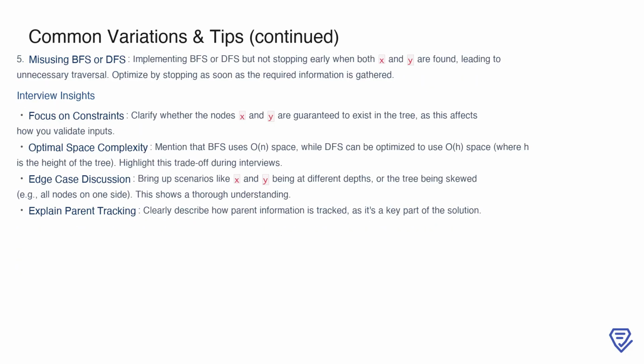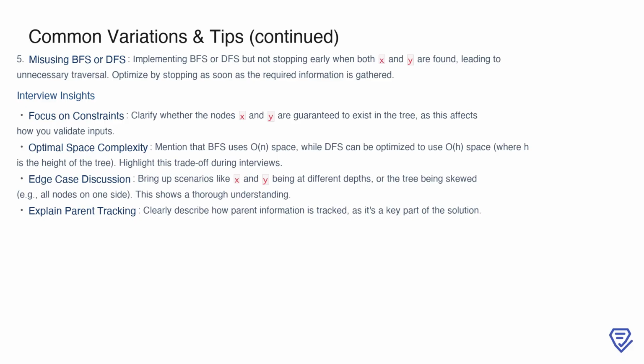Another area where errors can occur is in implementing your traversal method, such as BFS or DFS. If you don't stop traversing once both nodes are found, you'll end up doing unnecessary work. To optimize, gather the required information as soon as possible and exit early.